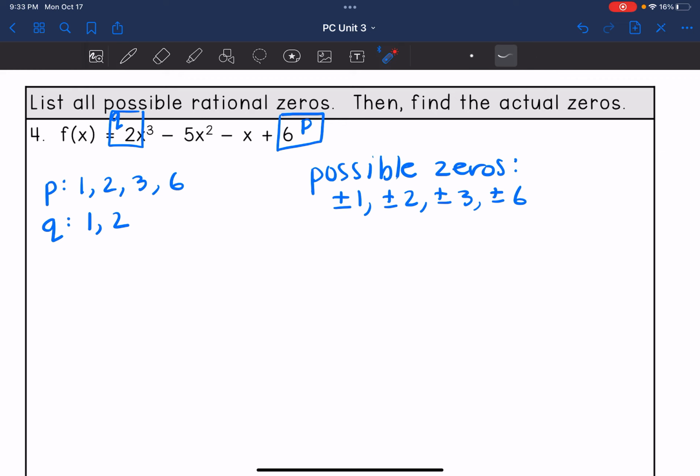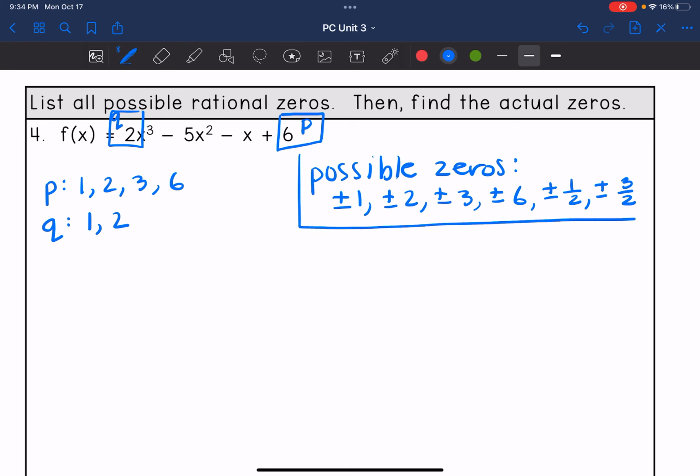But now we need to work with the 2. So I could have 1 over 2. That's 1/2, plus or minus 1/2. I could have 2 over 2, but that simplifies to 1, which is already on the list. I could have 3 over 2, so plus or minus 3 over 2. And then I could have 6 over 2. 6 over 2 simplifies to 3, which is already on the list. So this is our entire list right there. Those are all of the possible zeros.